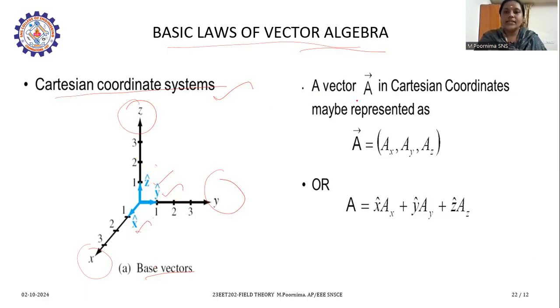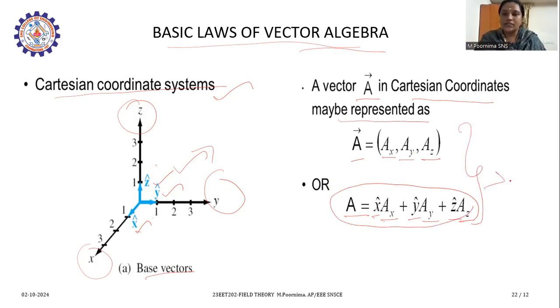A vector A bar in a Cartesian coordinate system may be represented by A equal to (ax, ay, az), because we have a three-dimensional x, y, z system. It can also be represented as x vector into ax plus y vector into ay plus z vector into az. According to the Cartesian coordinate system, vectors can be represented like this.